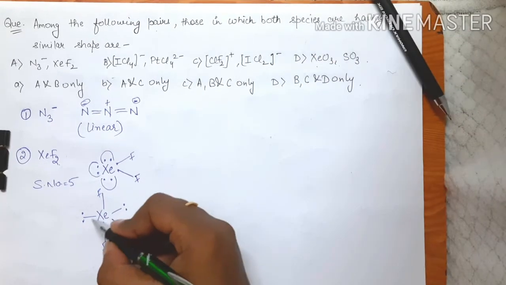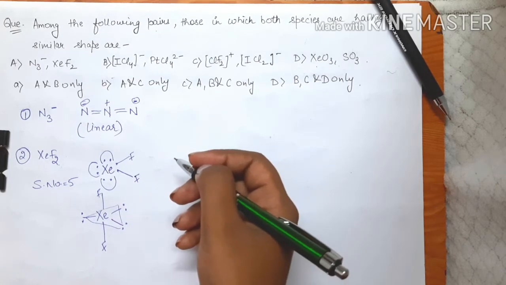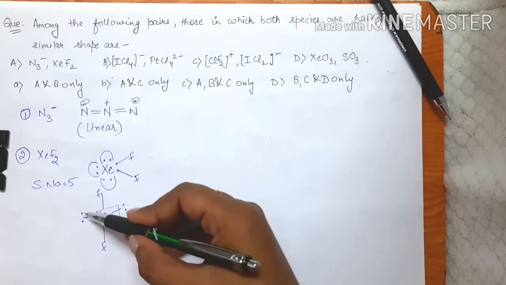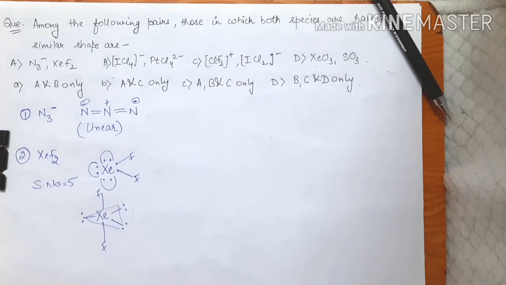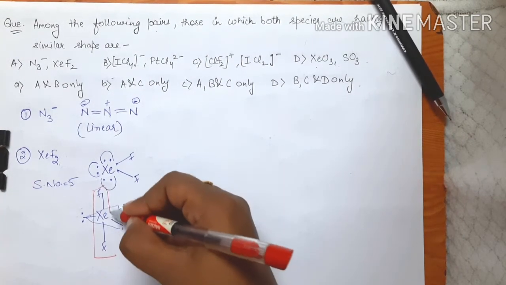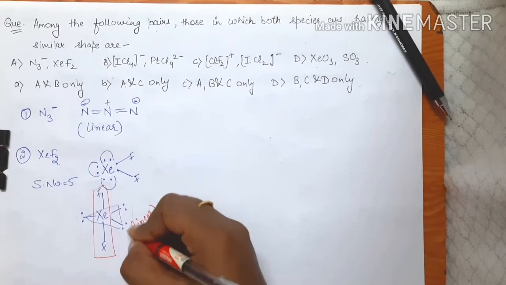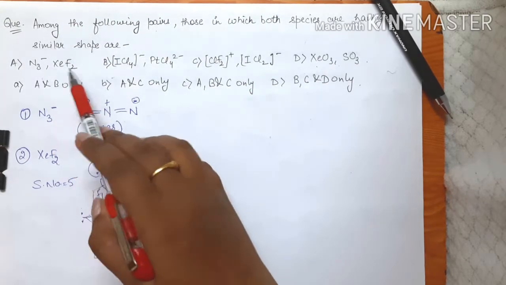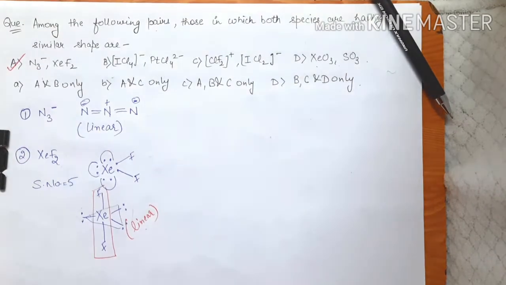So this is about the geometry, but we have to find out the shape of the molecule. In order to find out the shape or the structure of this molecule, we just have to ignore these lone pairs. If we ignore these lone pairs, what we get? XeF2 is having actually linear shape. So N3 negative and XeF2 both are having linear shape, so this pair definitely contributes to the answer.